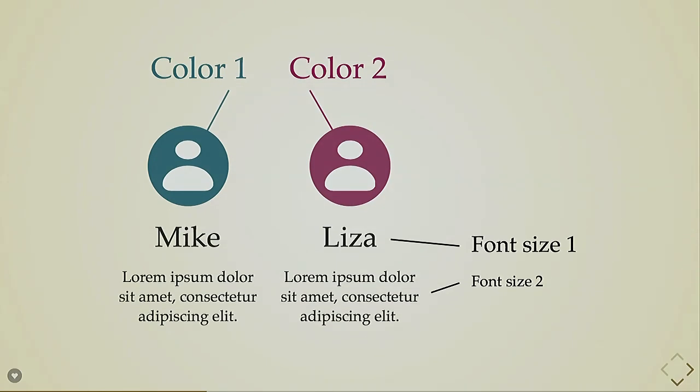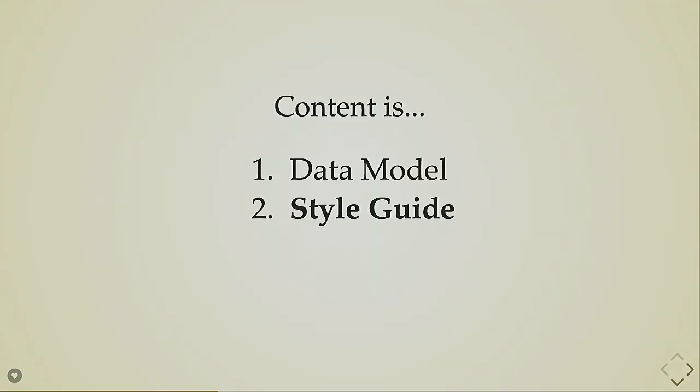But also, we have different styles for our data. So we can have different colors, we can have different font sizes, and so on. Content is data model, of course, and content is a style or style guide.